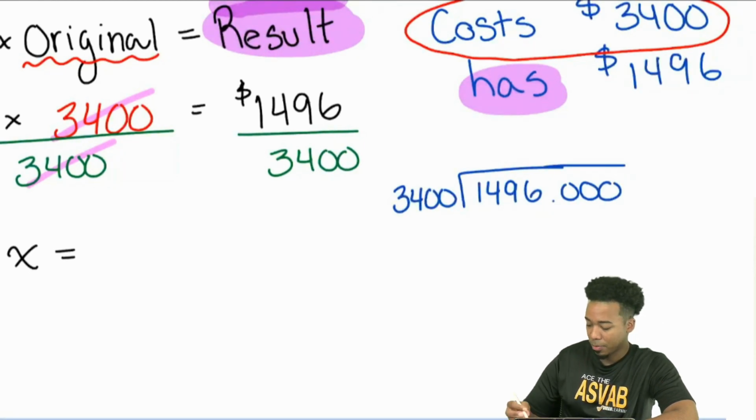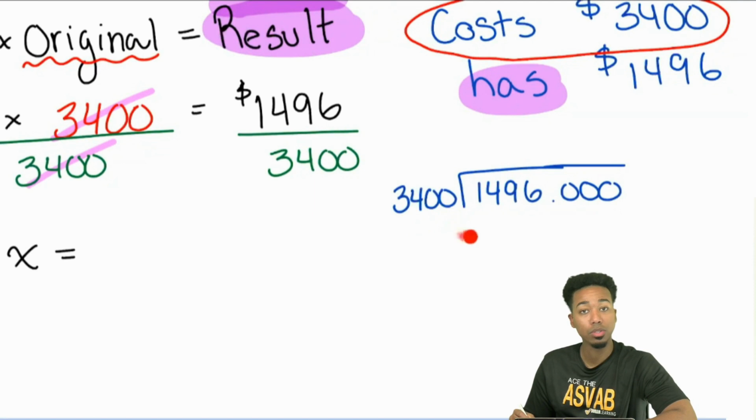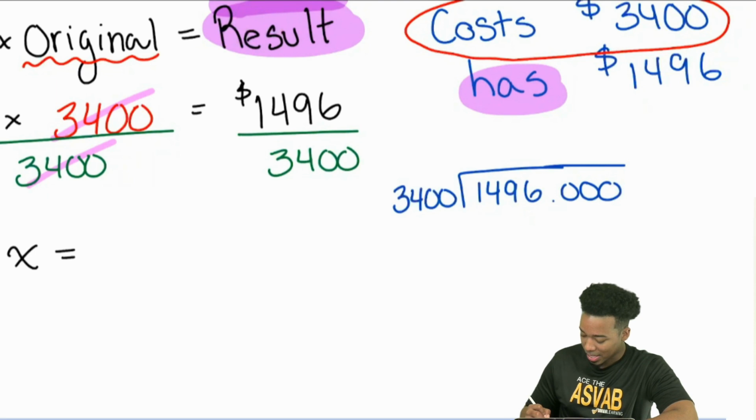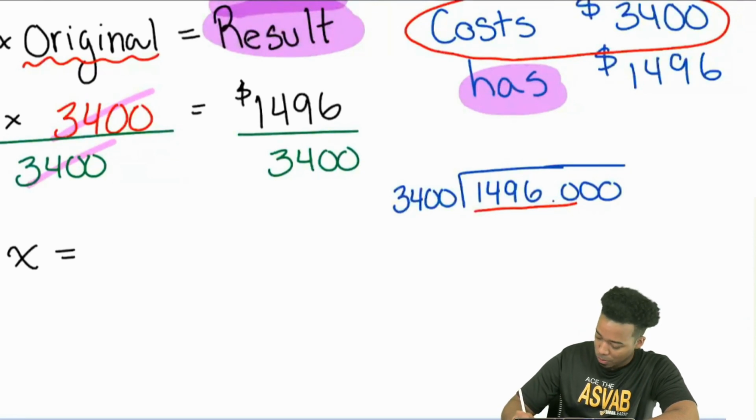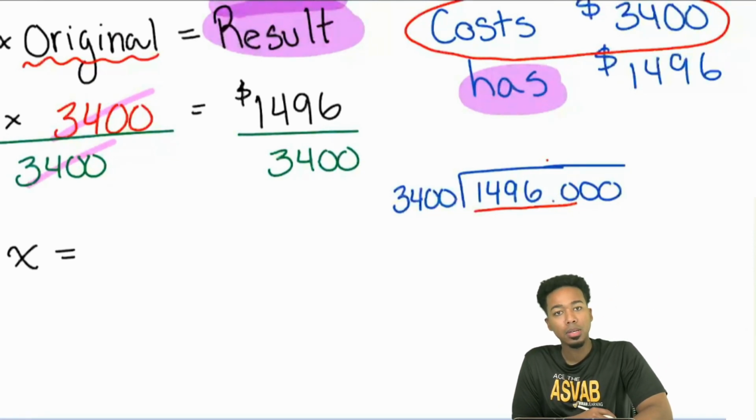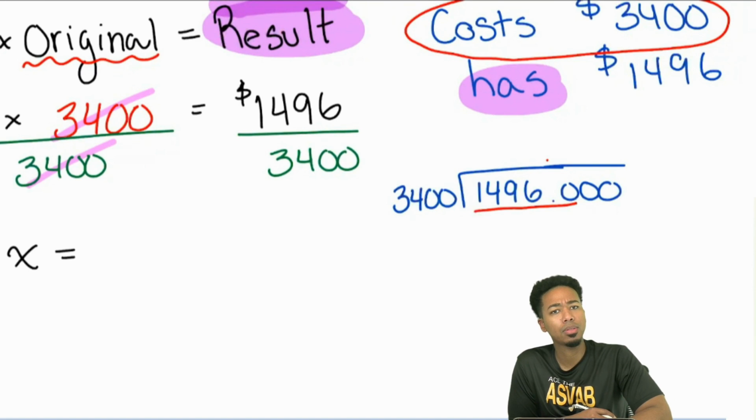But let's ask ourselves, everybody, can 3,400 go into 1 or 14 or 149 or 1,496? Nope. Can't go into any of those. So we have to go ahead and go into that next decimal place. We got to go into 14,960. That's where we have to go. Take a guess, everybody. How many times do you think 3,400 goes into 14,960? We got to take a guess at this point.